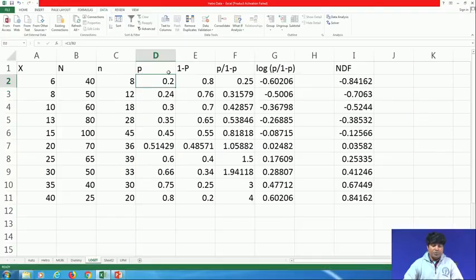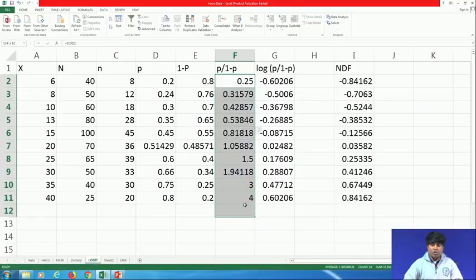After calculating p, we need 1 minus p, that is the probability of failure. So p is the probability of success and 1 minus p is the probability of failure. That means it is the yes case and the no case, and the ratio will give you the odds ratio. So p by 1 minus p will give you the odds ratio.